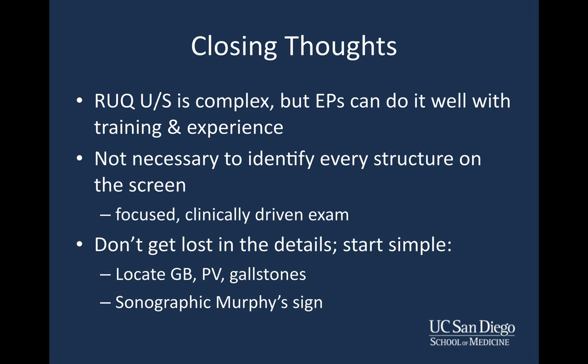Start simple. Identify the gallbladder, identify the portal vein, look for the presence or absence of gallstones, and then if you're able, as you get more experience, try to identify the common bile duct. Assess for the sonographic Murphy sign. Fairly straightforward to do.